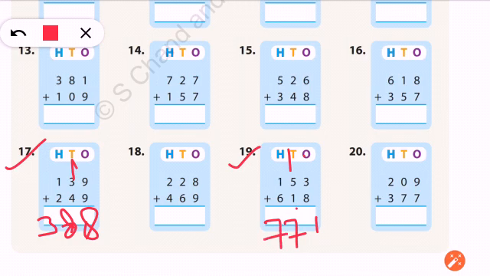So practice all the sums very carefully and very nicely. Don't be in a hurry. Do not hurry at all in doing the questions. You have to do and practice every question more and more.